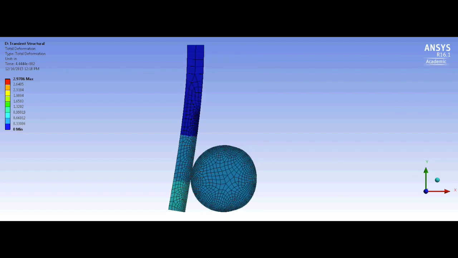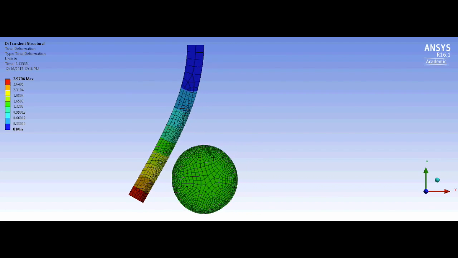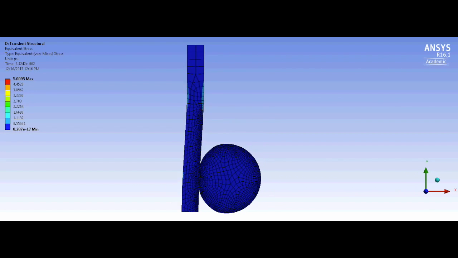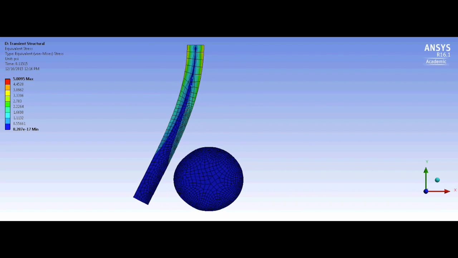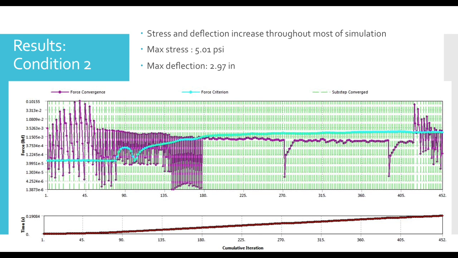The 2 plots that you're seeing right now are the deformation and equivalent stress plots of the simulations of the medium stiffness polymer. You can see that they deform a little bit less and the stress is a little bit more concentrated at that fixed base. Here you can see that the max stress we found in the simulation was a bit higher than the last simulation at 5 psi. The max deflection was a bit lower because the stiffness increased, at about 2.97 inches. And the plot below illustrates fluctuation. That brief pause is when the bat leaves the ball, and eventually it does reach a solution once the ball hits the bat again at the very end.